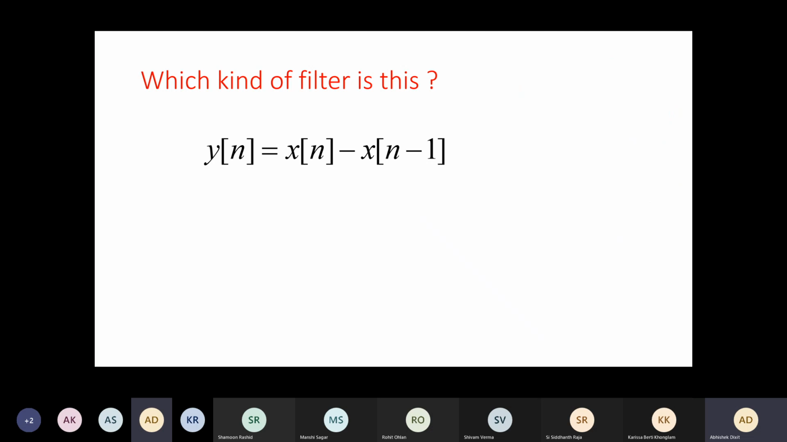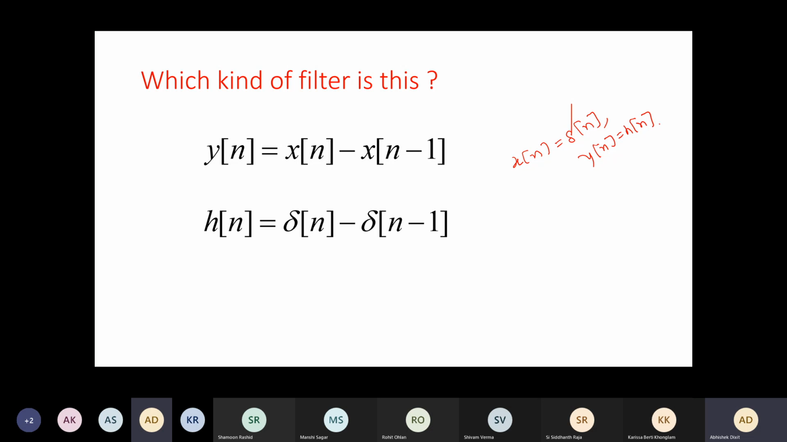So suppose you have this system. The first thing is to find out this impulse response, right? What is impulse response? Input is impulse. That means x[n] is delta[n]. If you substitute x[n] as delta[n], y[n] is h[n]. We know this, we have played this trick several times. That is the way we can find impulse response. So impulse response is this, substituting x[n] as delta[n].